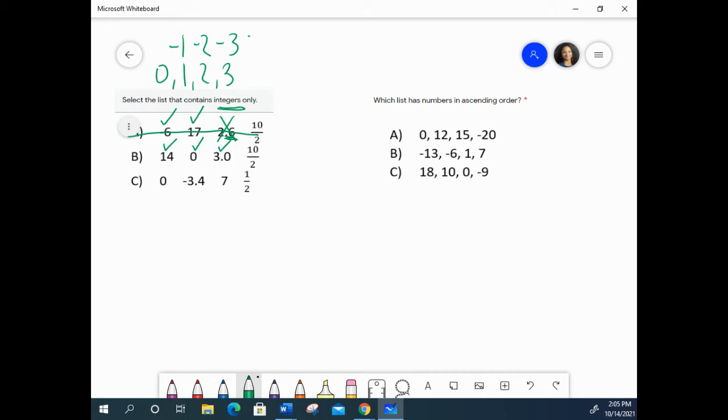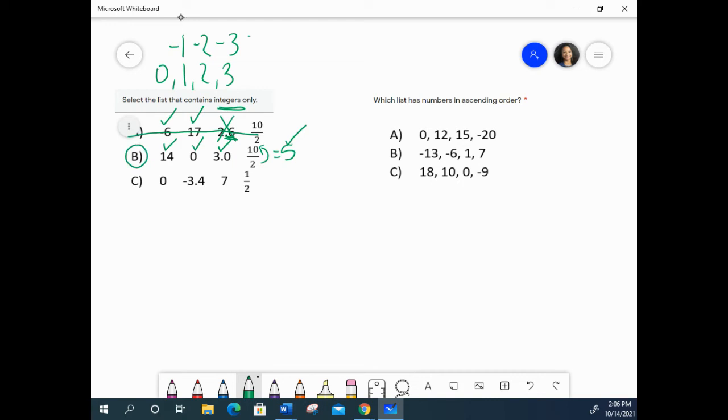Now, our last one we have is 10 over 2. Now, fractions are not considered to be integers if they can't simplify into whole numbers. So when we look at this improper fraction, we need to think, okay, how many times could 2 go into 10? And that would be 5. It goes in perfectly. And 5 is a whole number. So all of these are correct. Therefore, B is the answer.